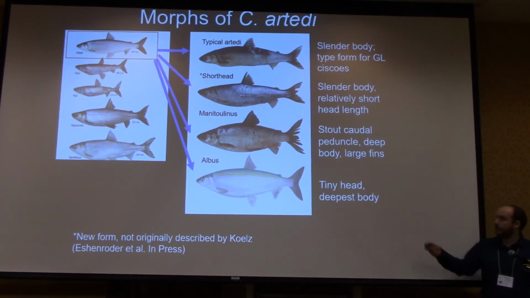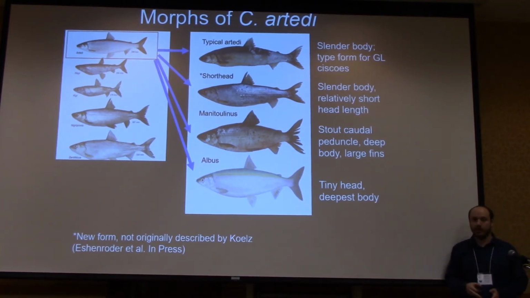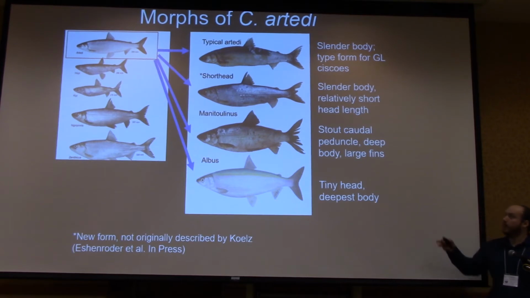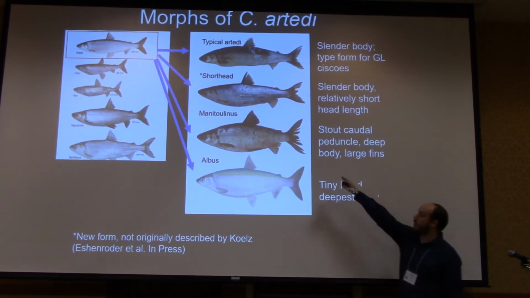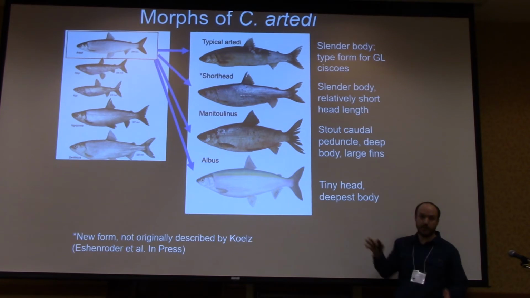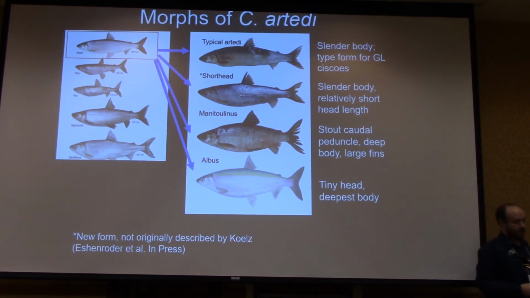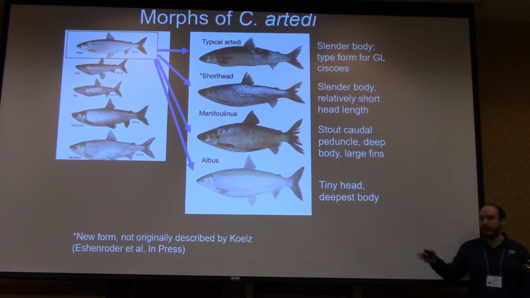Manitolinus and albus, the last two here, are characterized by more of a deeper body. Manitolinus has this really short caudal peduncle. You can see the adipose fin there is really close to the caudal fin. And albus probably has a smaller head, but also, someone mentioned scale counts earlier, albus is said to have fewer scales along the lateral line.